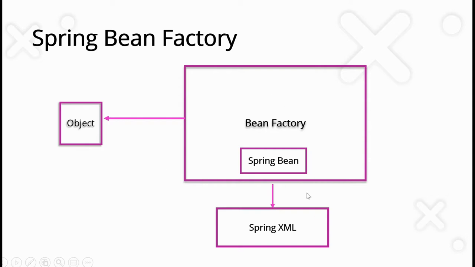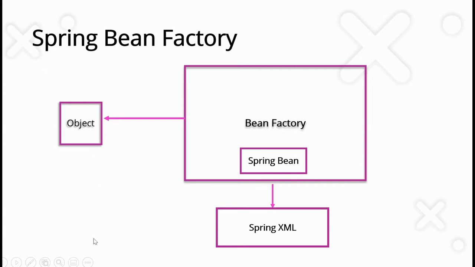So this is the concept of the Spring bean factory. This object should not create an object with the new keyword. It just asks, hey bean factory, I want an object of a Spring bean, and then the bean factory will read the XML configuration, create a Spring bean, and hand it over to the object.